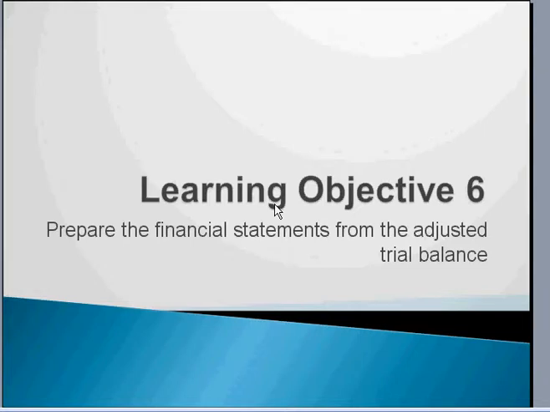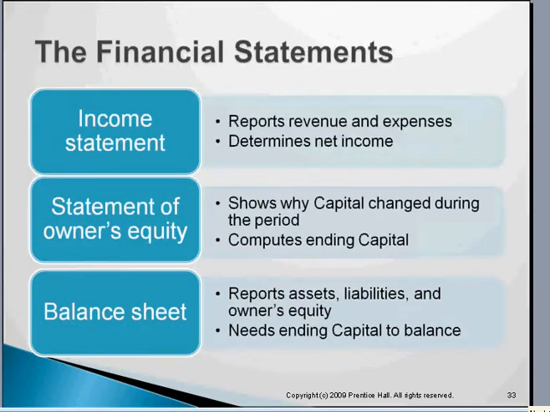Our sixth and last objective for Chapter 3 is preparing the financial statements from the adjusted trial balance. The financial statements. As we talked about earlier in the course, we know that the financial statements consist of the income statement, the statement of owner's equity, and the balance sheet. Okay, the income statement reports the revenues and expenses and tells us whether we have net income or loss.